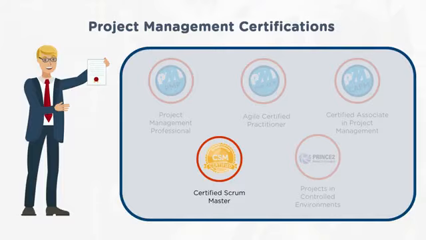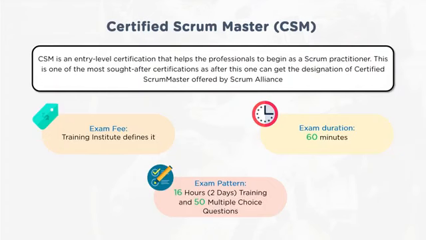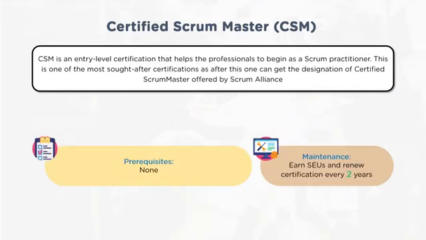Next, Certified Scrum Master. Certified Scrum Master is an entry-level certification that helps professionals begin as Scrum practitioners. It is one of the most sought after certifications, as after this one can get the designation of Certified Scrum Master, which is offered by Scrum Alliance. The examination fee changes from time to time, so it is not revealed. One has to approach a training organization where they will get trained on Certified Scrum Master. The duration of the examination is 60 minutes, and the pattern is 16 hours, 2 days of training, and 50 multiple choice questions after those 2 days of training. The prerequisite is none. To maintain these credentials, one has to ensure it is renewed every 2 years.